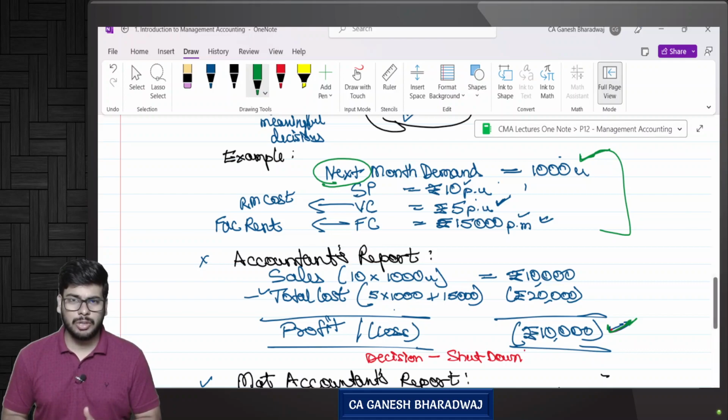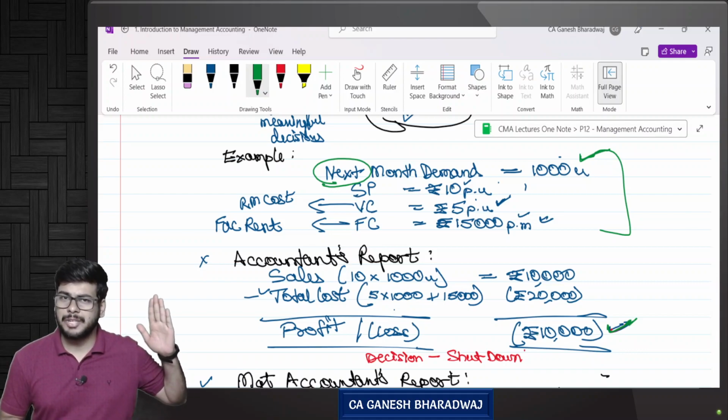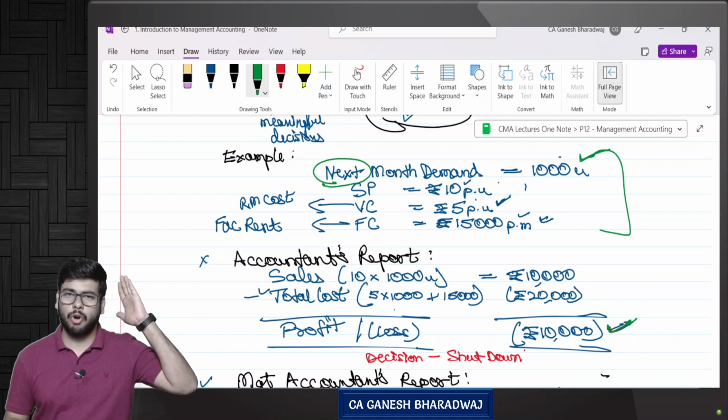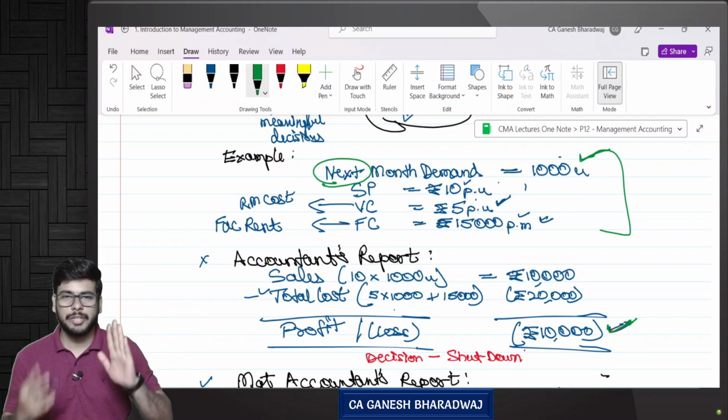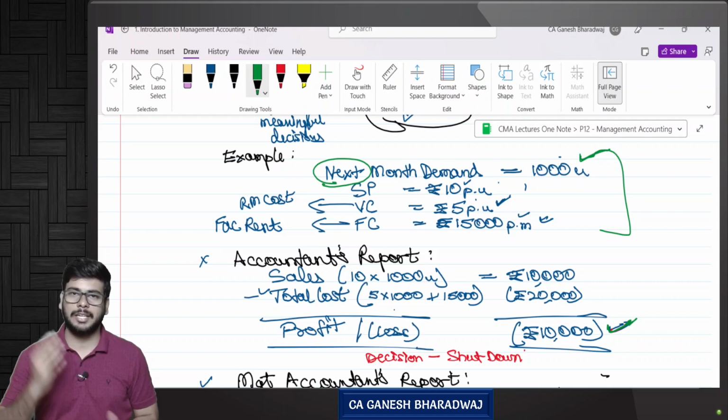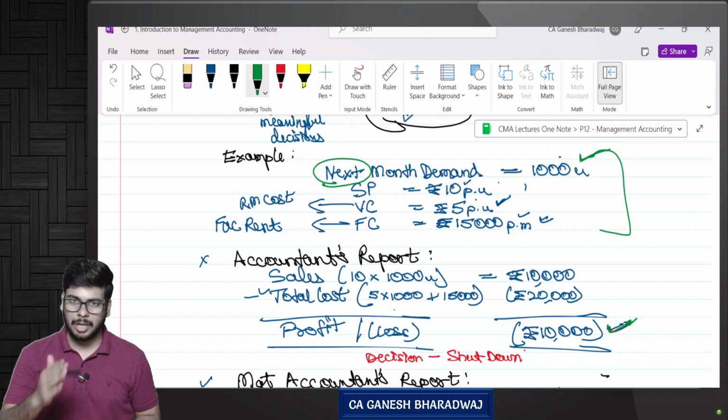So on that note, I'm concluding this session where we saw that the overall objective of management accounting is to assist the management with 2 aspects, that is decision making and control. So on this note, I'm concluding this session.